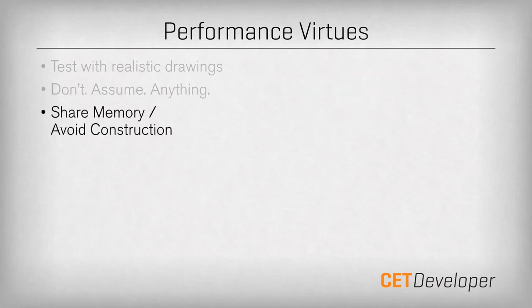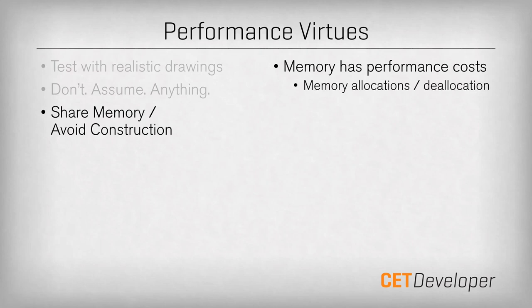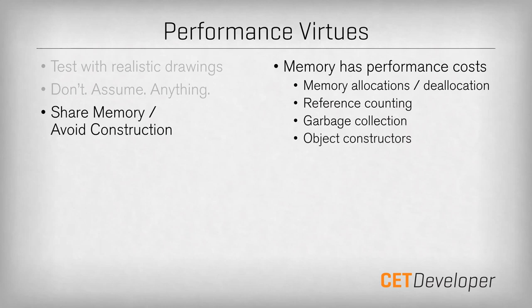As much as possible, share memory and avoid the construction of objects. As I was getting to earlier, memory has an implicit cost tied to it, a performance cost. Anytime you just have a value that exists, that is memory that needs to be allocated and needs to be deallocated. If it's a reference type, then it needs to have reference counting. Eventually, the garbage collector will need to come in and deal with it. If it's an object, it's going to need to be constructed. There's a lot of work from just a thing existing.